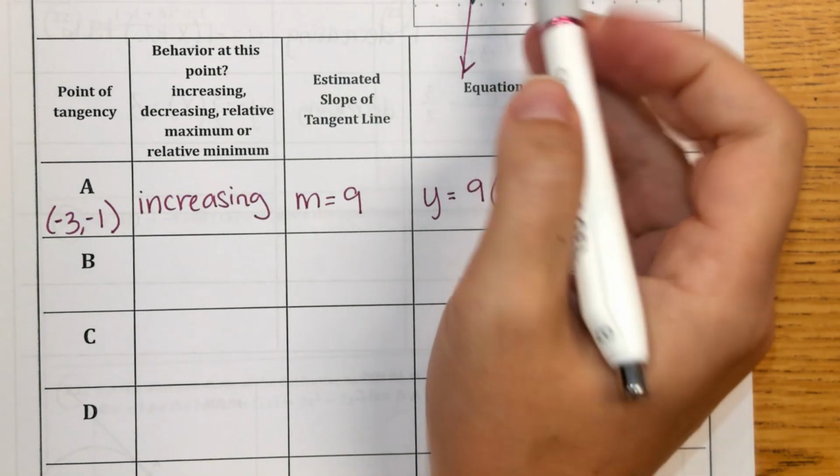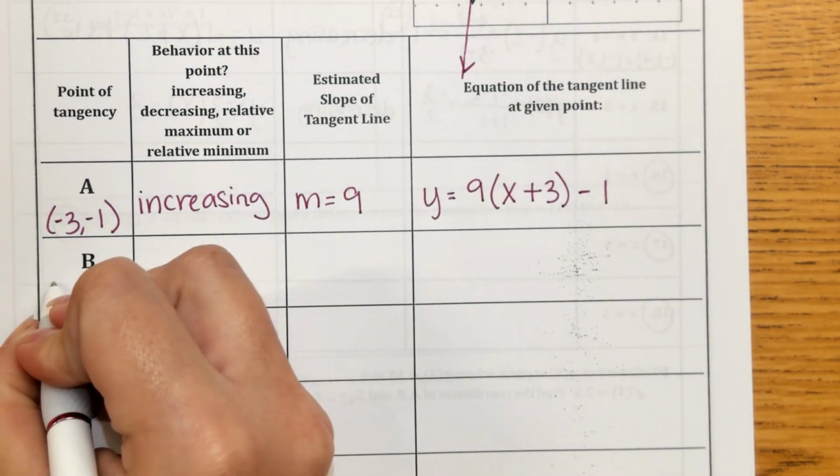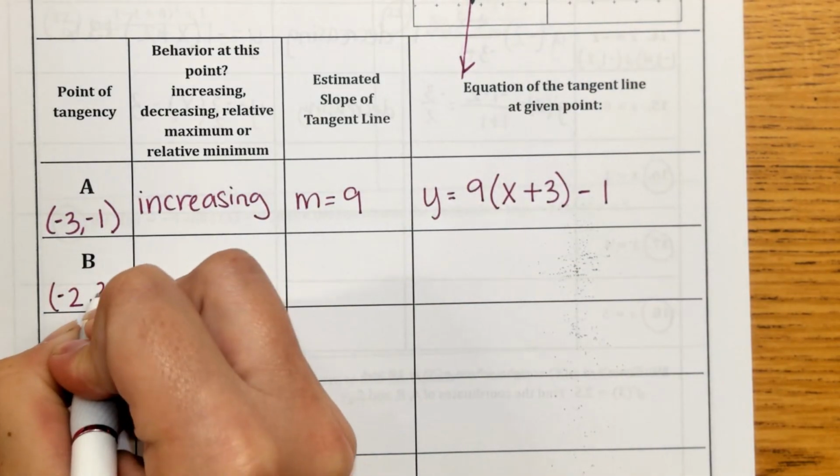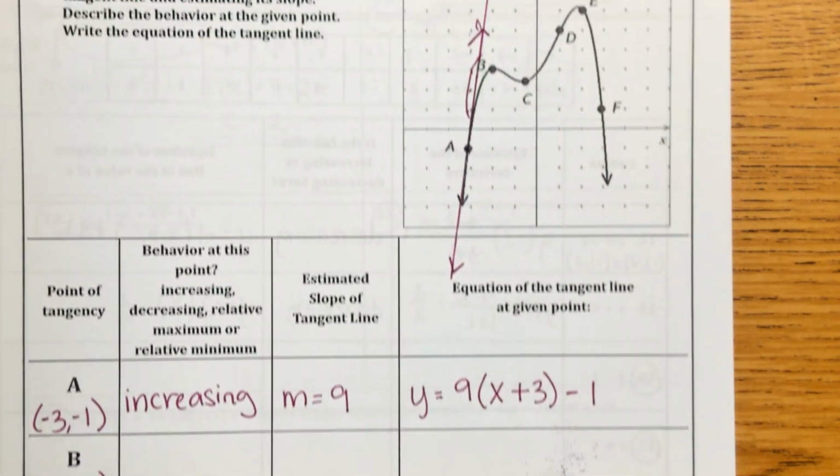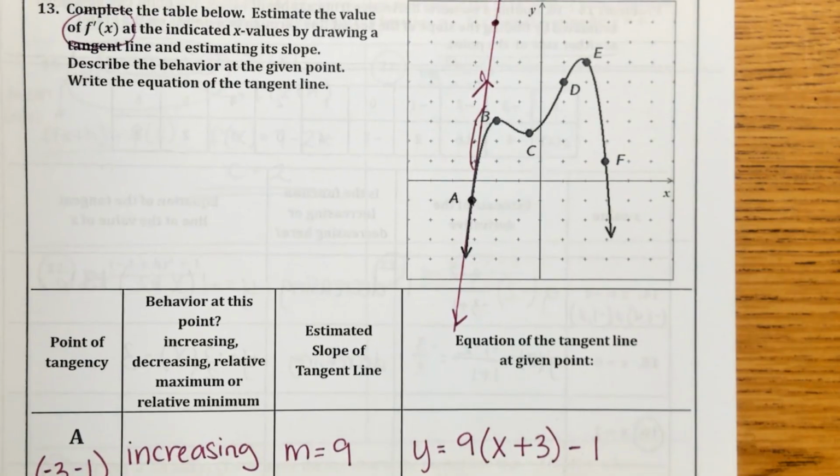Okay, if we look at our B here, which is at the point (-2, 3). B and D are the ones. Well, is it B or no? It's B and C are the ones I didn't think were fair.